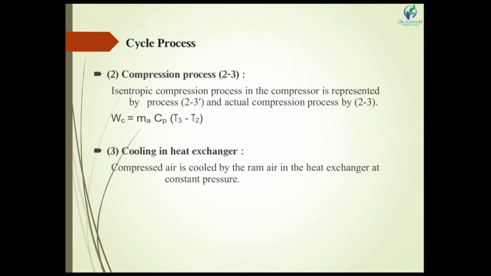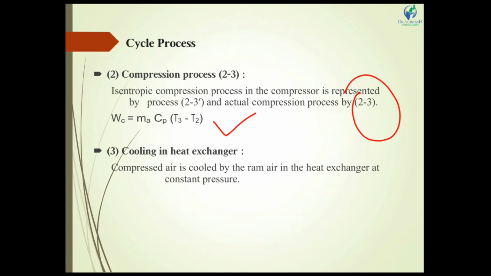Isentropic compression process in the compressor is represented by process 2 to 3 dash in the TS diagram. The actual compression process is 2 to 3. The work of compression is m_a times Cp times delta T, where m_a is the mass flow rate of the air, Cp is the specific heat at constant pressure, and delta T is the temperature difference between the compressor inlet and outlet, T3 minus T2.